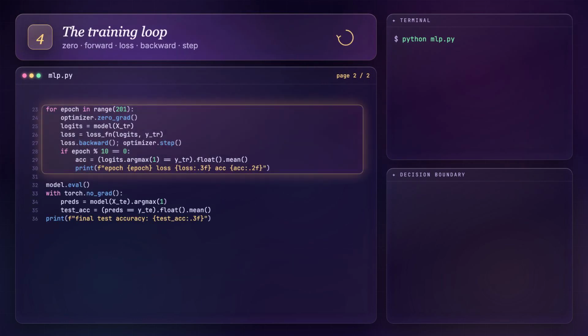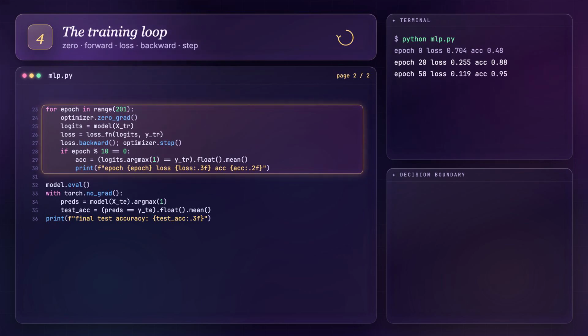The loop. For each of 201 epochs, zero the gradients, run the data forward to get logits, compute the loss, call backward, step the optimizer. Five lines, the grown-up loop you already know. The only new bit is right after. We compute accuracy by taking the argmax of the logits, comparing to the labels and averaging the hits. Every 10th epoch we print loss and accuracy, so we can watch it climb, then settle.